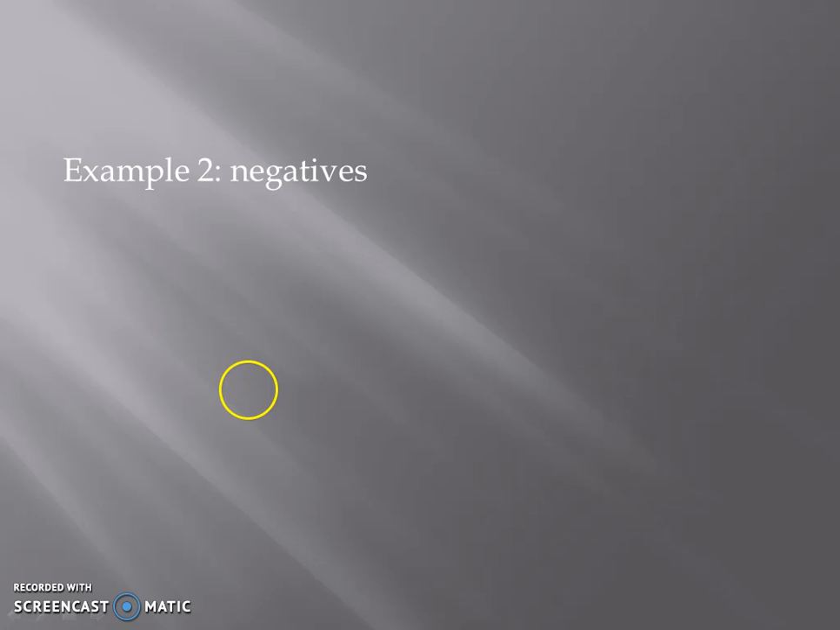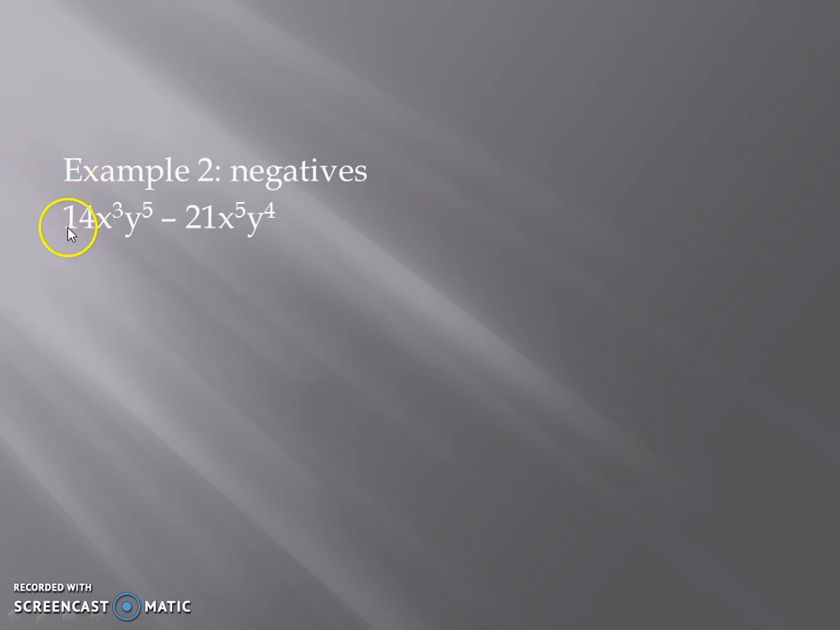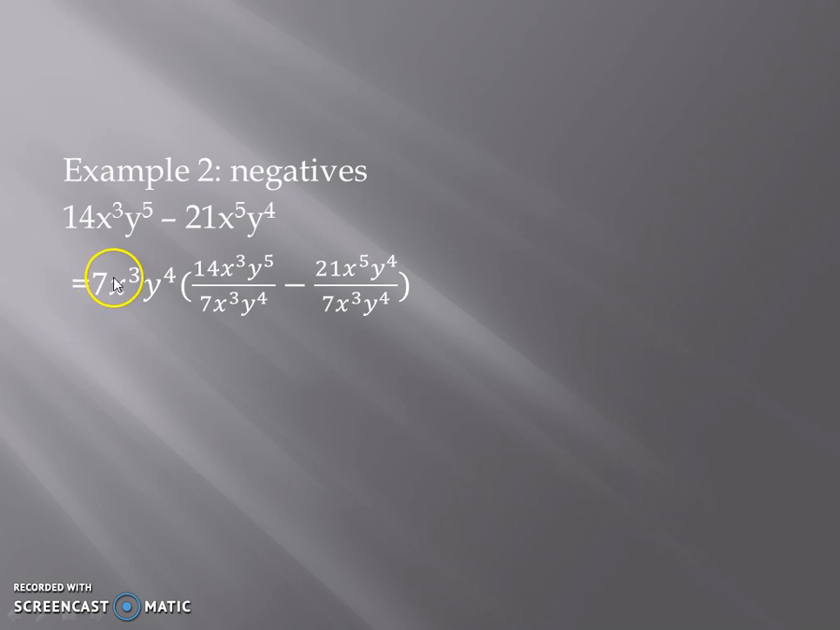Now, let us do this time with negatives. You may have noticed here we did it all with positives. You may be wondering yourself, what if I did negatives? Well, believe me or not, let's go with this example right here. What's the lowest number? 7. What's the lowest exponent of x? 3. Lowest exponent of y is 4. And you always have the lowest exponent of a variable. And of course, it would be 7x3y4, and you would just divide it all by that.